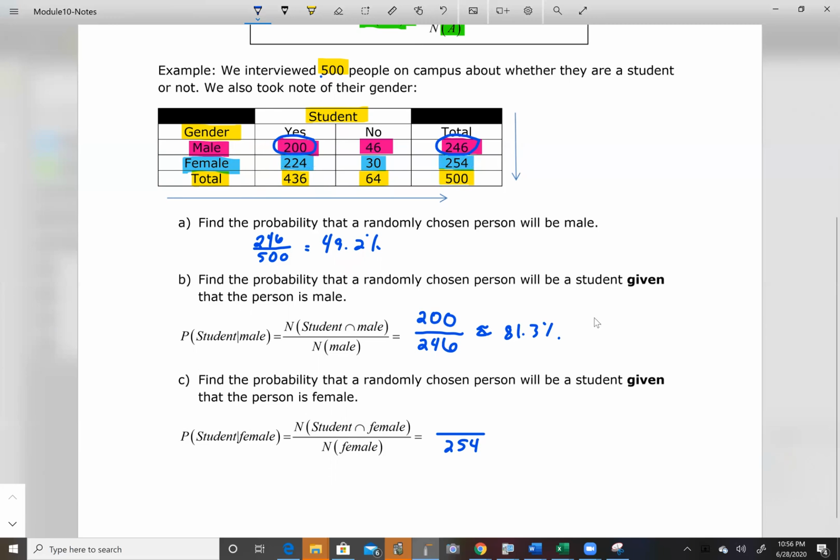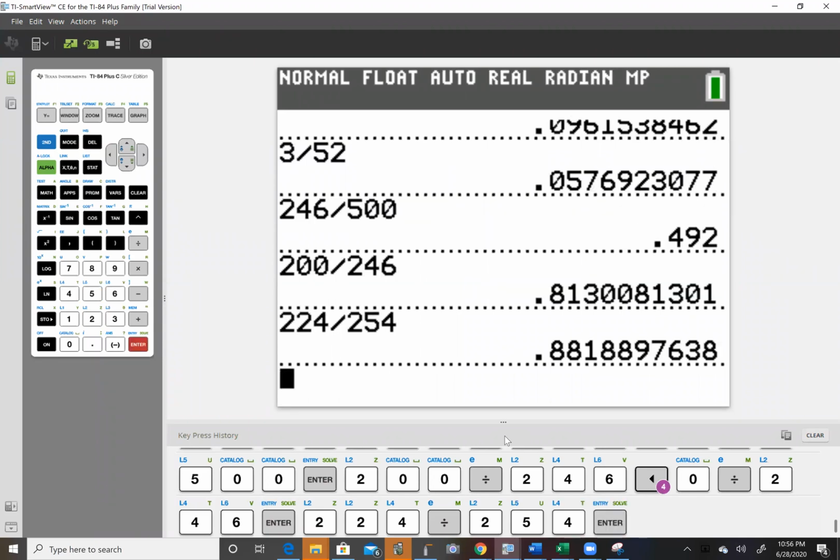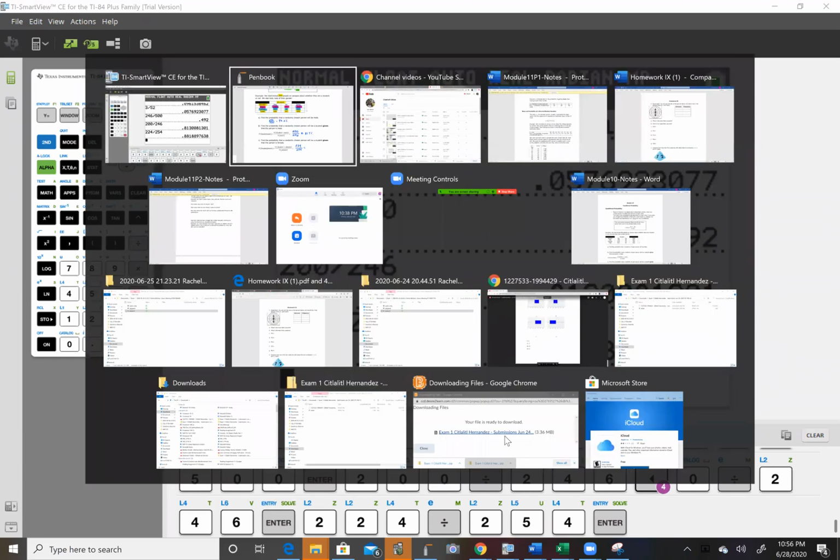Now I'm going to, because I did that wrong. All right, I didn't do it wrong, I'm sorry. I circled the numbers and then you couldn't see what it was. But now we have 224 out of 254. So 224 divided by 254. So that's 88.2% approximately.